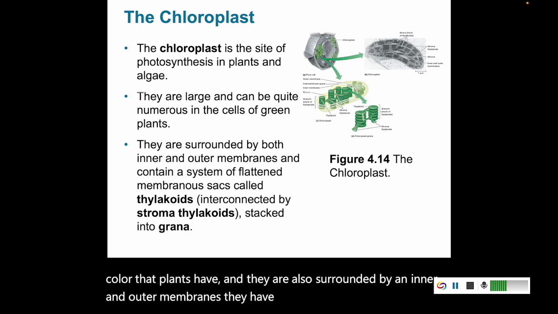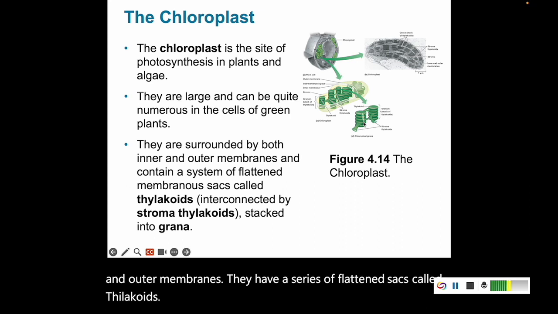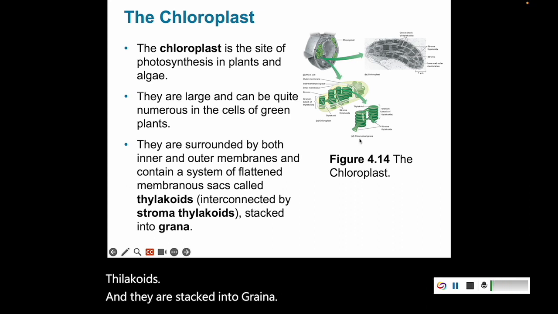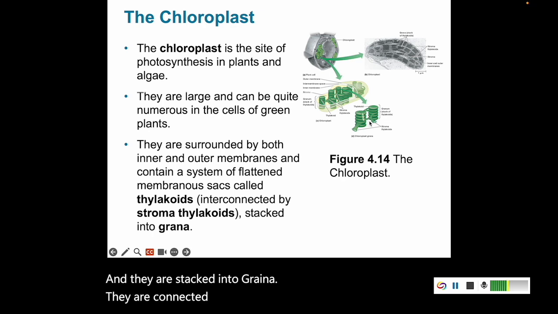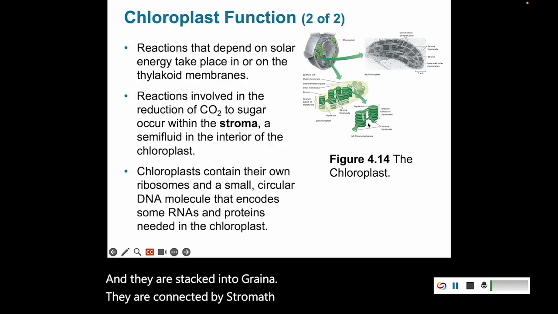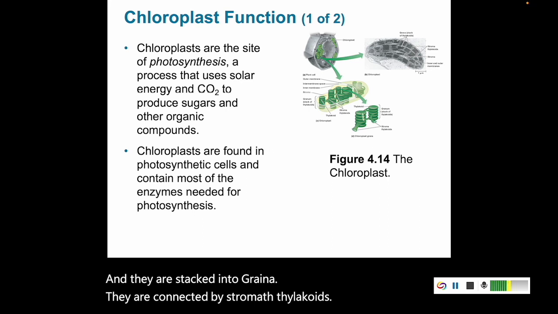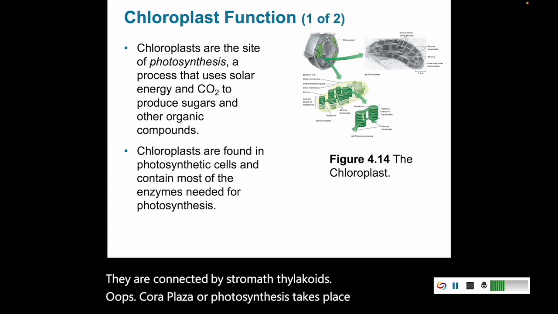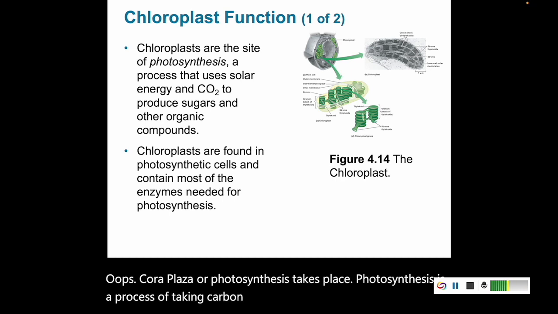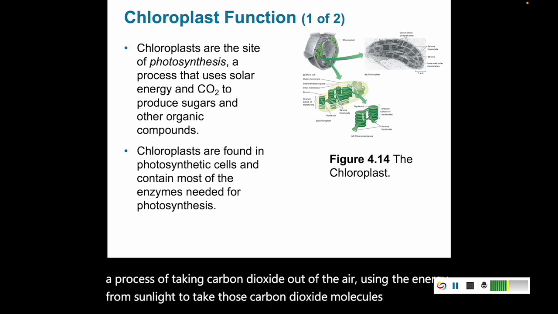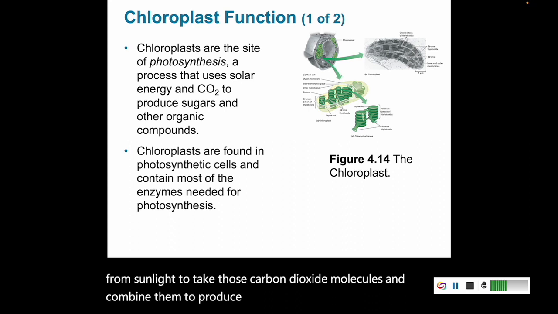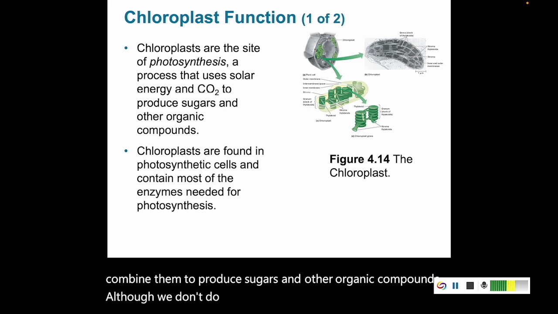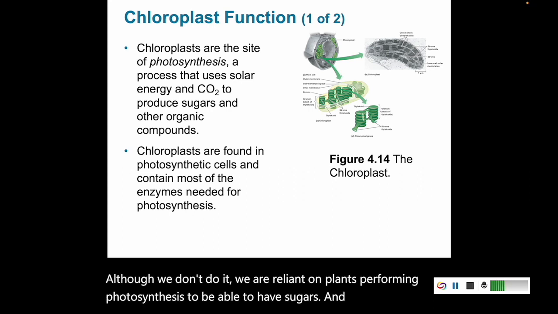They have a series of flattened sacs called thylakoids, and they are stacked into grana. They are connected by stroma thylakoids. Chloroplasts are where photosynthesis takes place. Photosynthesis is a process of taking carbon dioxide out of the air, using the energy from sunlight to take those carbon dioxide molecules and combine them to produce sugars and other organic compounds. Although we don't do it, we are reliant on plants performing photosynthesis to be able to have sugars and organic compounds for us to eat.